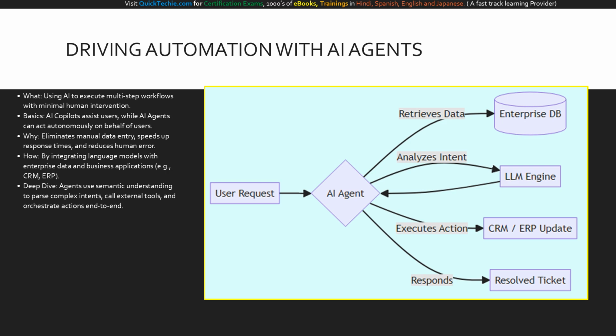The LLM sends the logic back to the agent, which then executes an action like updating your CRM or ERP system and finally issues a resolved response to the user. This loop happens in seconds. By visualizing this, you can see how automation isn't just about generating text, it's about seamlessly connecting systems. When you identify business processes that follow this exact pattern of receive, retrieve, analyze, and act, you have found your prime candidates for generative AI automation.